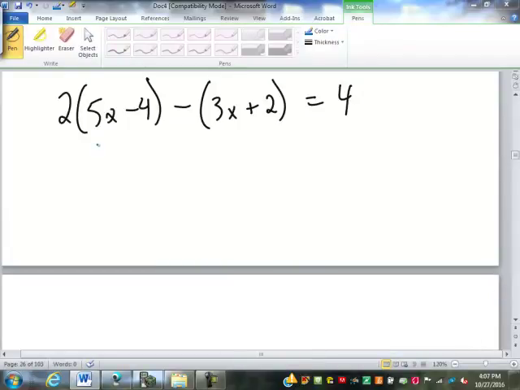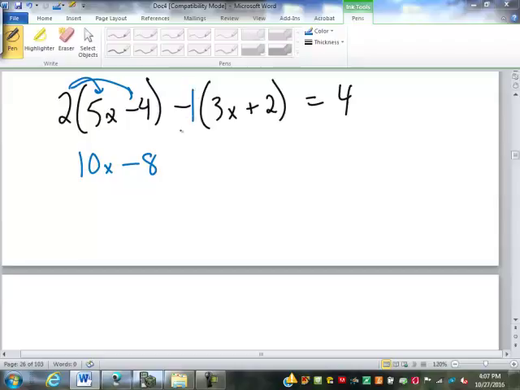Okay, so for our first parentheses, now we do work left to right still, just like we would in order of operations. So our first parentheses, we're going to multiply by the 2. 2 times 5x, 10x, 2 times -4, -8. What do we have to do with the second set of parentheses?